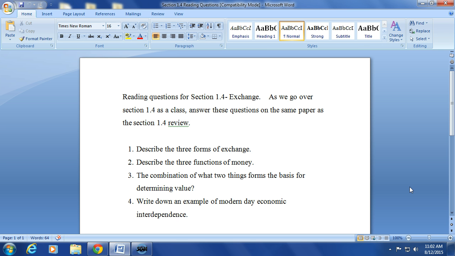So if something has value, it's got to have utility, and it also has to be scarce. If there's an unlimited amount of something, or a very, very high amount of something, generally it will not be super valuable. So it is this combination of utility and scarcity that determines value.